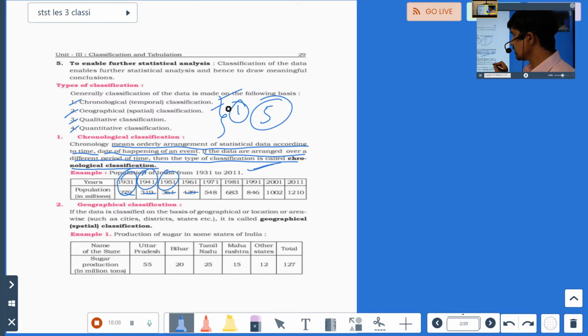Okay. Then what is chronological? Where we are classifying according to date or time, such is called as chronological classification. Whereas in geographical classification, we are classifying on the basis of geographical location or area, in cities, districts, states. Such is called as geographical classification. And remember, chronological classification is also called as temporal classification, and geographical is also called as spatial classification.